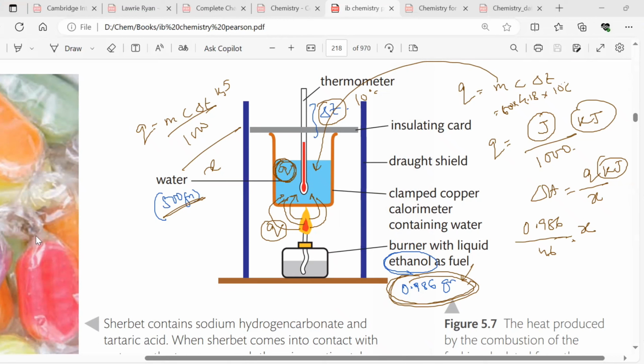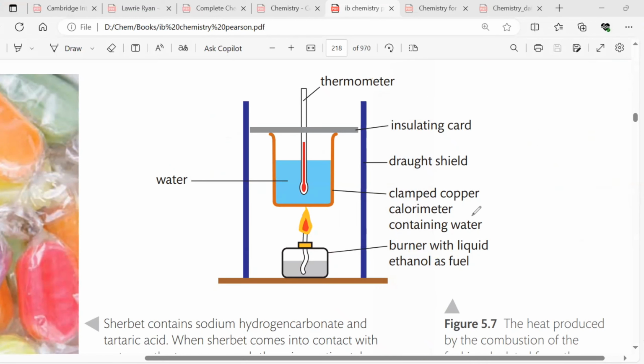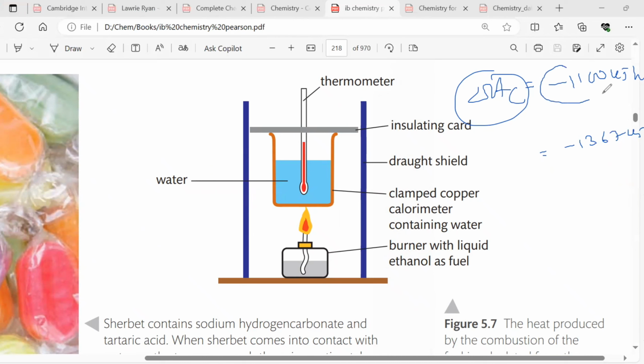In this particular reaction, the delta HC we are finding out will be less, right? Will be less than the actual data. Suppose we are getting minus 1100 kilojoules per mole. The actual data for ethanol is 1367 kilojoules per mole. We'll be getting a less exothermic value. Why? You have to answer.